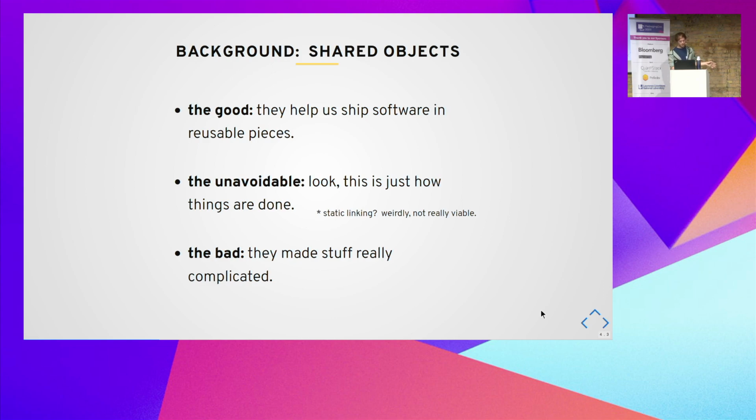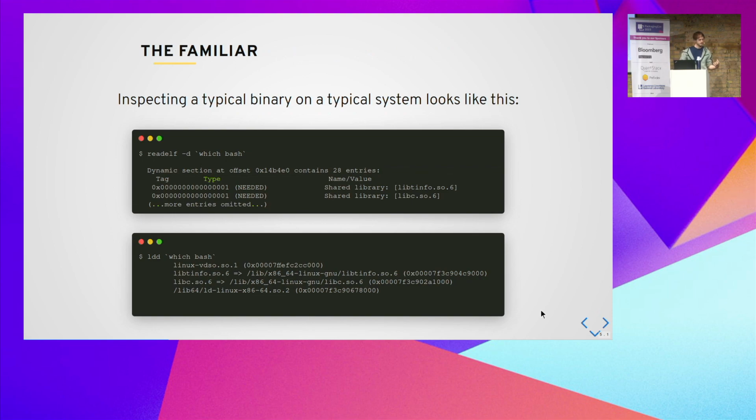So we will work with shared objects when we ship applications. But the bummer is, this can make stuff really complicated. Complexity starts slipping in basically the instant we start trying to share stuff. And, well, why? Why does complexity slip in?